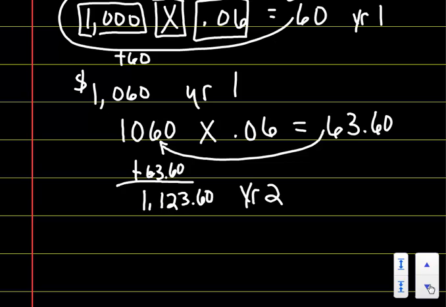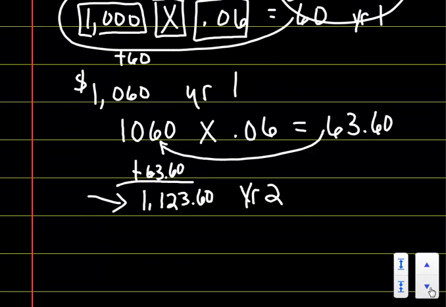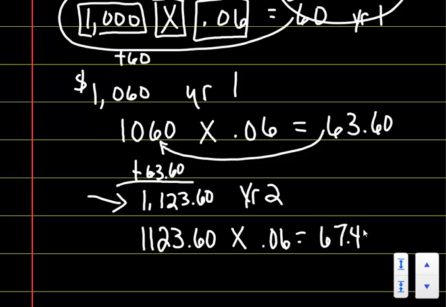Okay, so we're getting close to being done here. We have this much at the end of year 2, and remember it said at the very beginning that we needed to do this for 3 years. So we have 1 more year to do. We know how to do this, so it's not hard. We also are getting 6% this year, so we put in our calculator 1123.60, because that's how much I have, times 0.06. And then if I do this right, I end up with this number, 67.416.